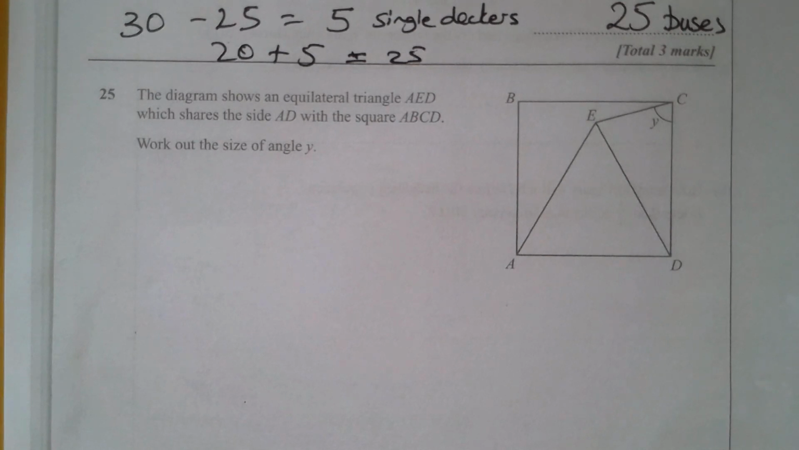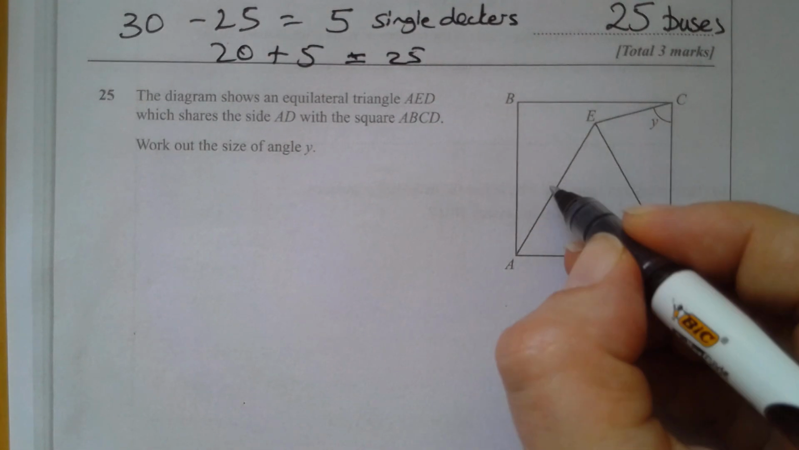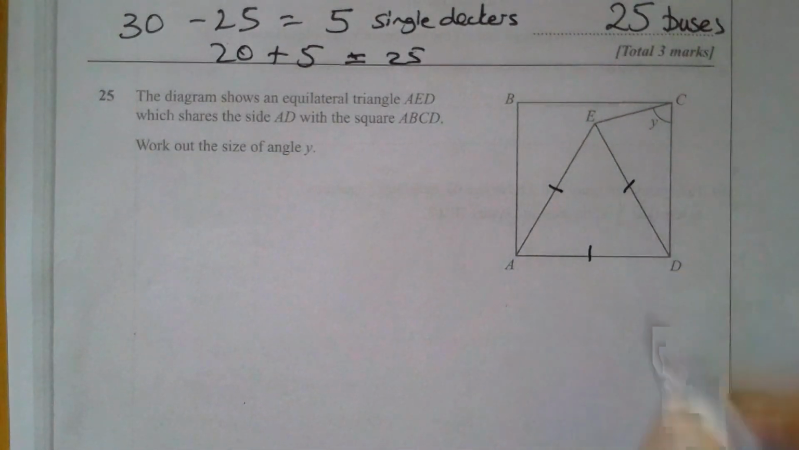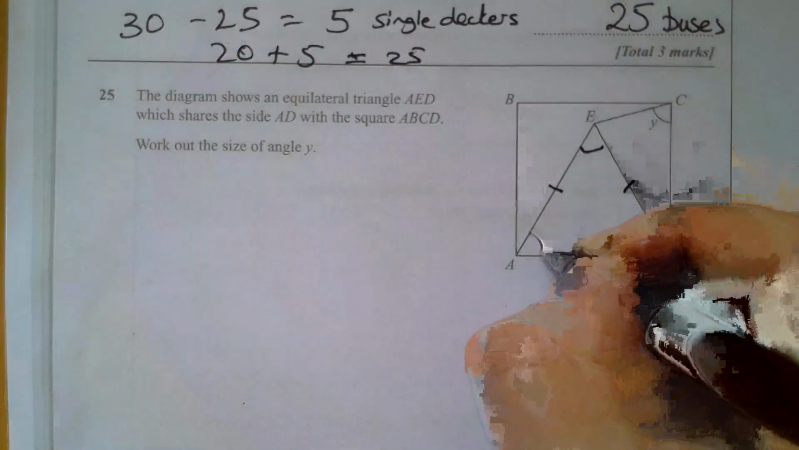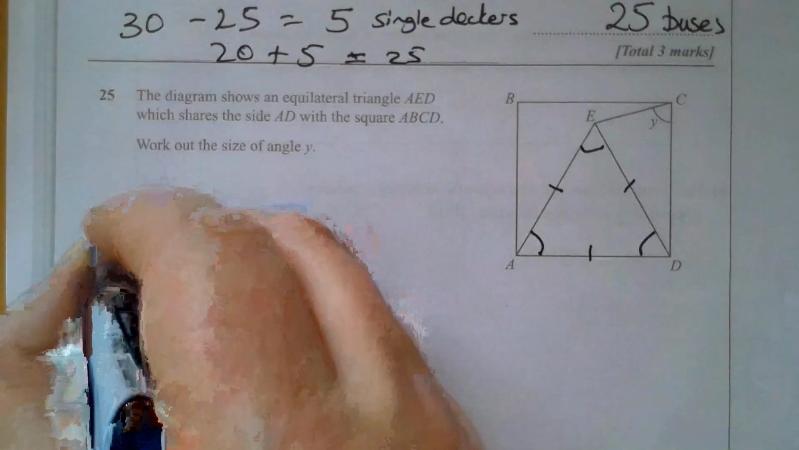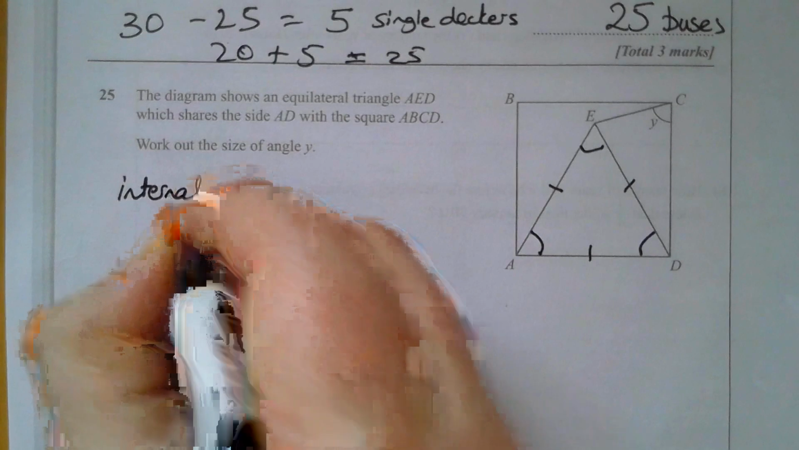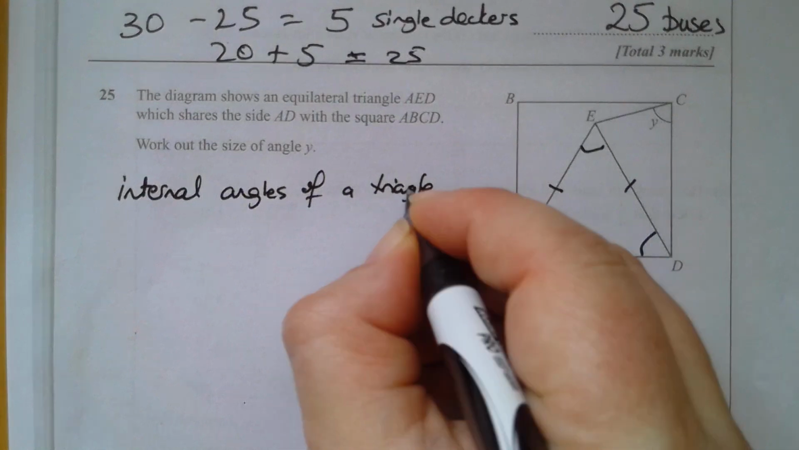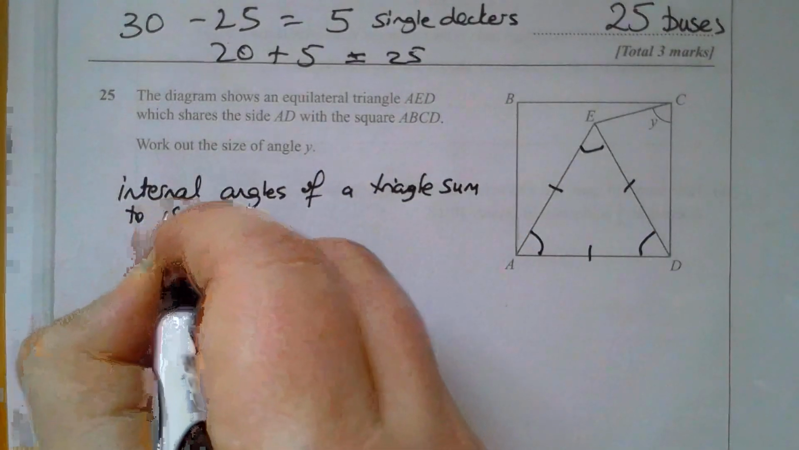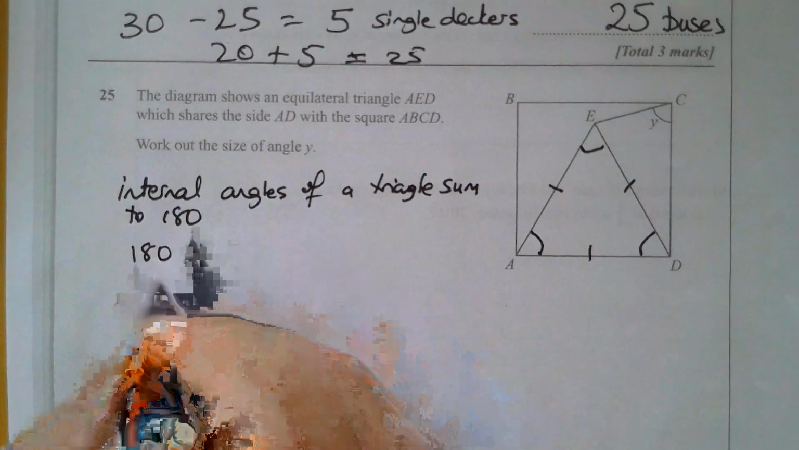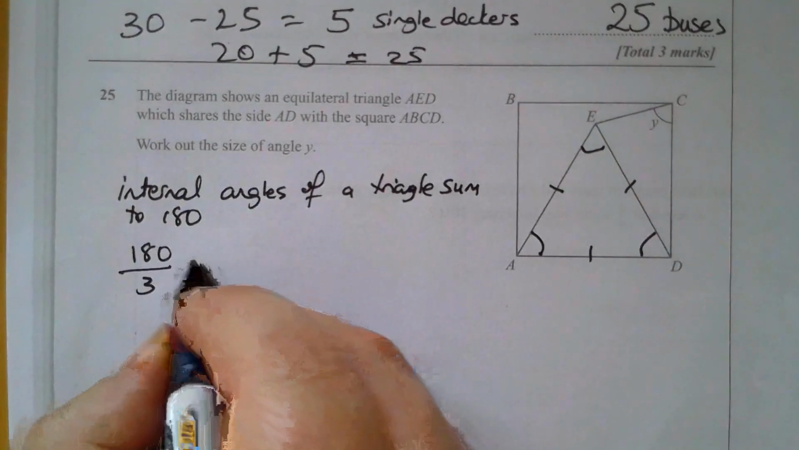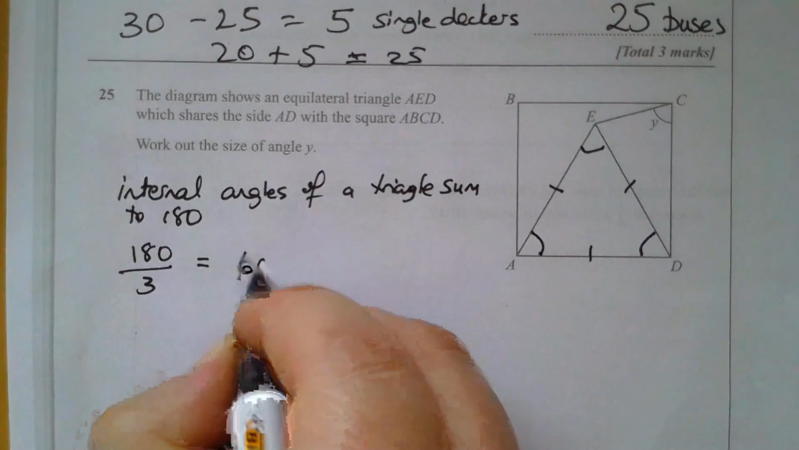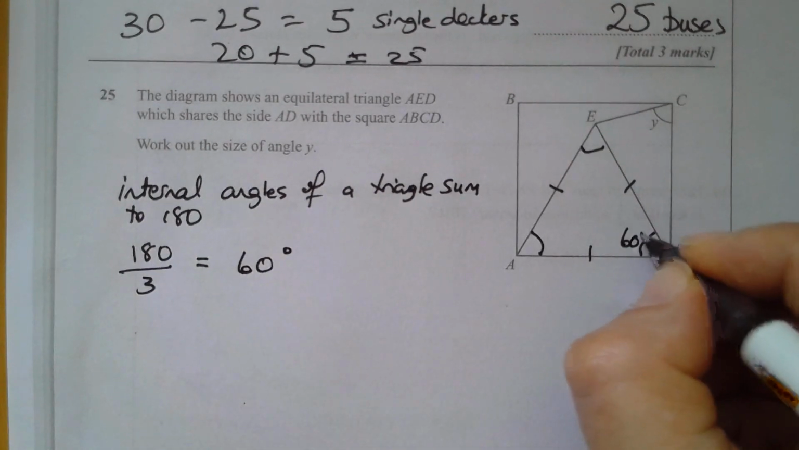Let's piece together what this question has told us. Not all of the information that we need is on that diagram yet. So what have we got? We've got an equilateral triangle. Equilateral triangle means that all of these sides are the same. It also means that all of the angles are the same. In a triangle, the internal angles sum to 180, all of them the same. There are 3 of them. So we know this is 60 degrees.